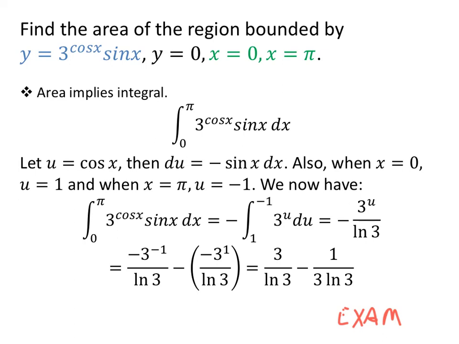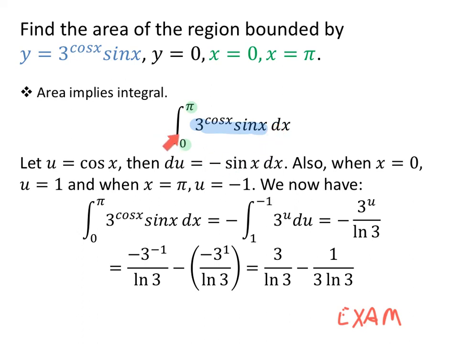So let's find the area of the region bounded by y equals 3 to the cosine of x times sine of x. Wow, I can't even read that correctly. Y equals 3 to the cosine of x times sine of x, y equals 0, x equals 0, and x equals pi. So finding the area implies we're looking for an integral. The x values from 0 to pi give us our limits of integration from 0 to pi, and our function 3 to the cosine of x times sine of x gives us our integrand.